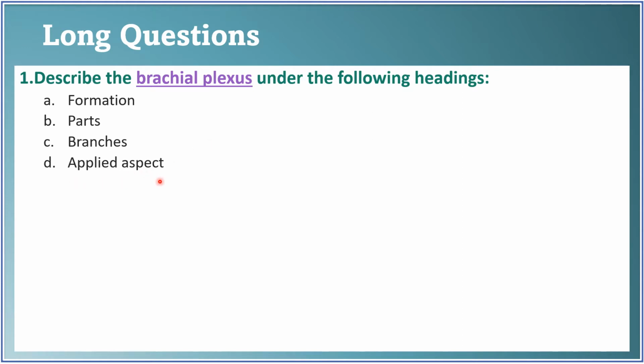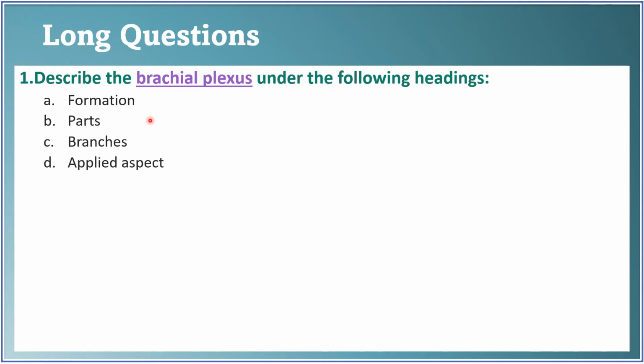Then comes the applied aspect. Now in the applied aspect, what you can do is write about the lesions of the trunks and not of the nerves. They are not needed. So upper trunk and lower trunk lesions, which are Erb's palsy and Klumpke's paralysis, are needed. But lesions of the median, radial, ulnar or long thoracic nerve need not be written. If you want to draw diagrams here along with this, you can draw them.